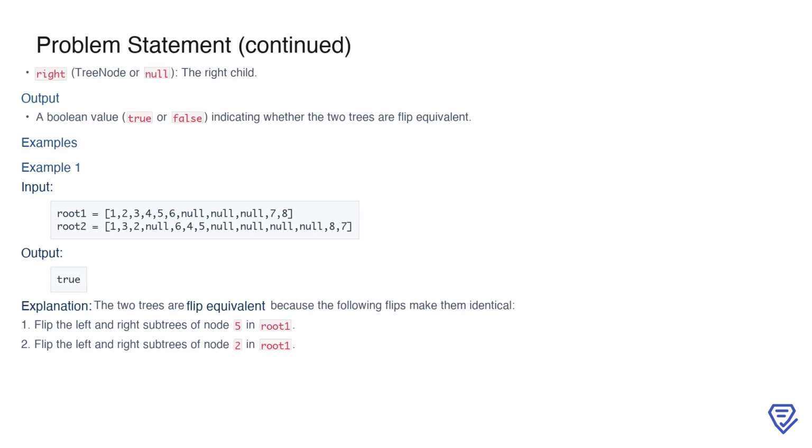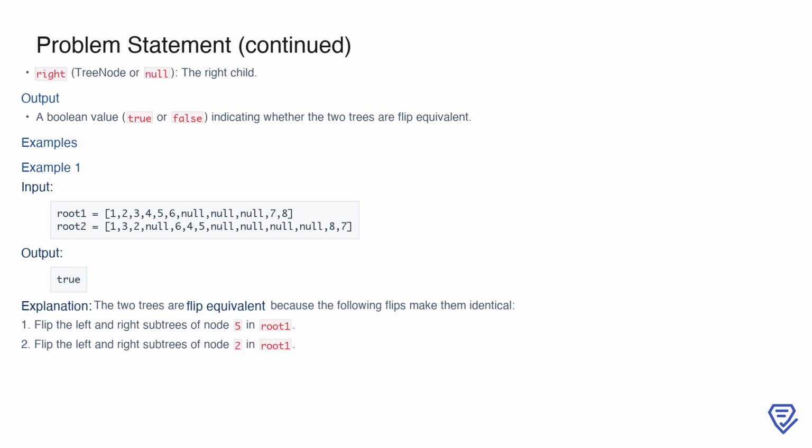Each tree is represented as a binary tree node structure. This means that a node in the tree contains three parts: a value, which is an integer, a left child, and a right child. These children can either be references to other nodes or null if there are no children. The output we are looking for is a Boolean value: true if the trees meet the flip equivalence criteria and false if they do not.